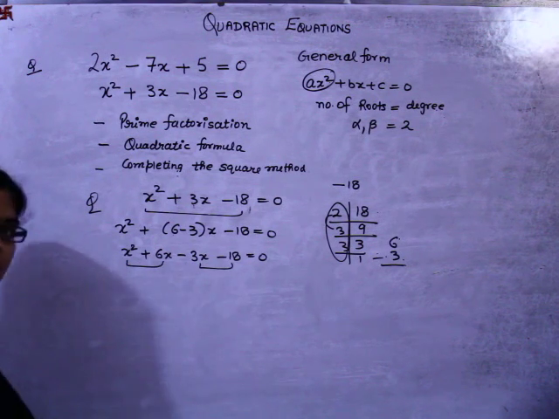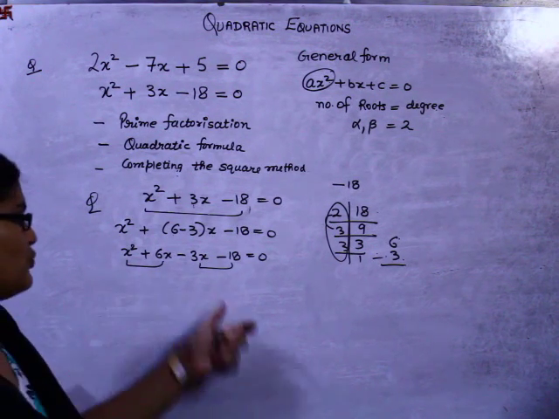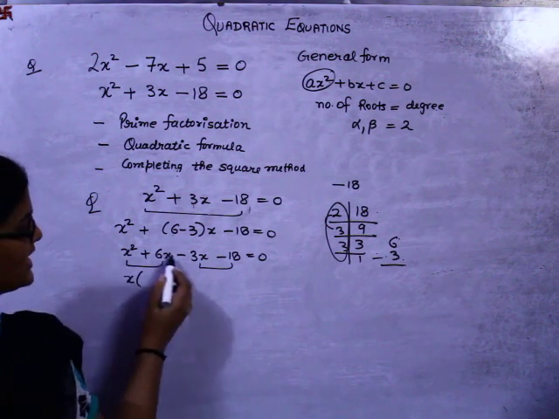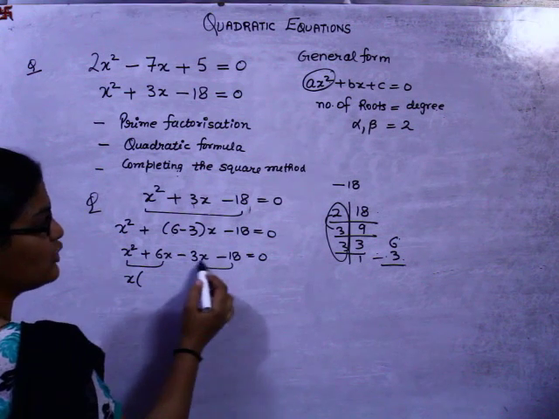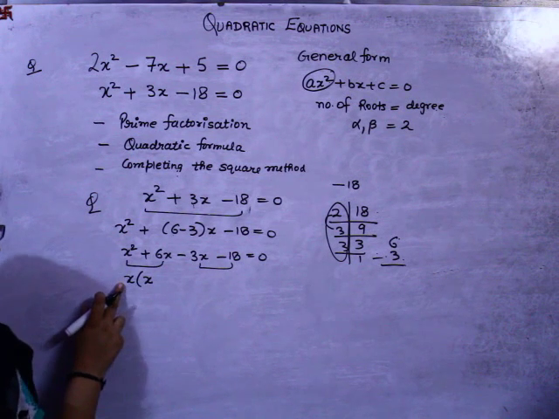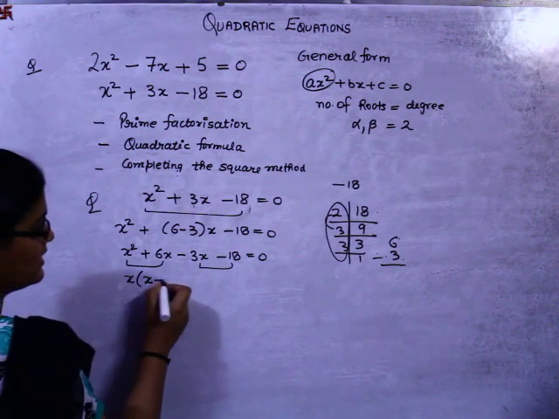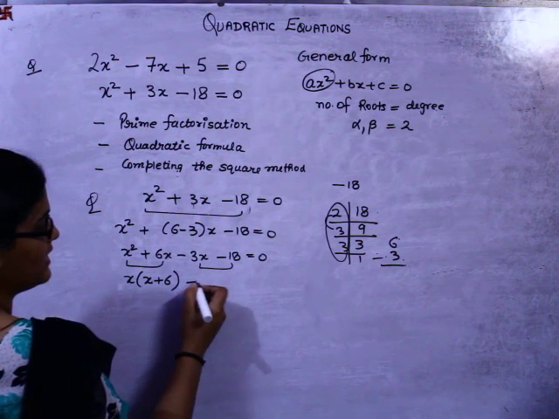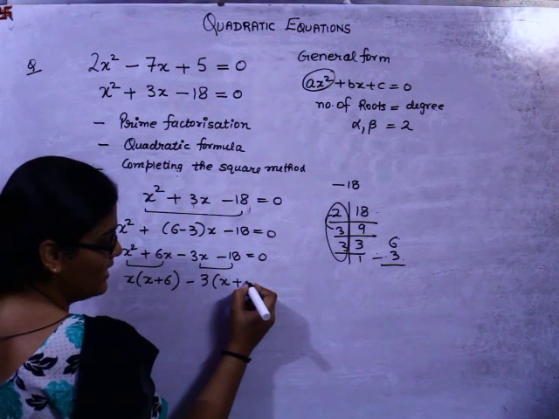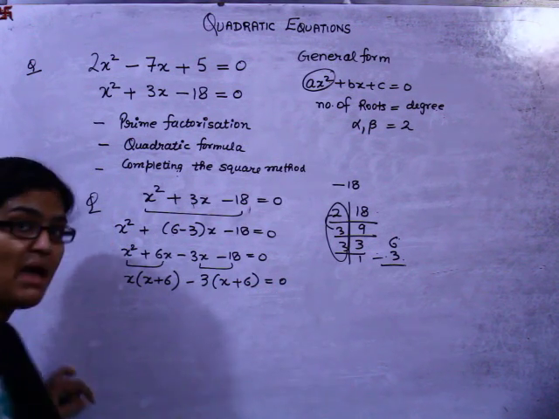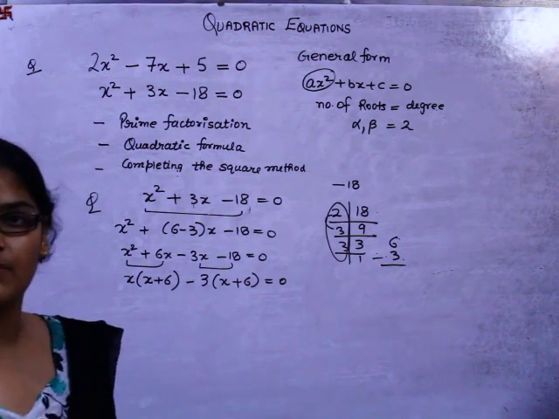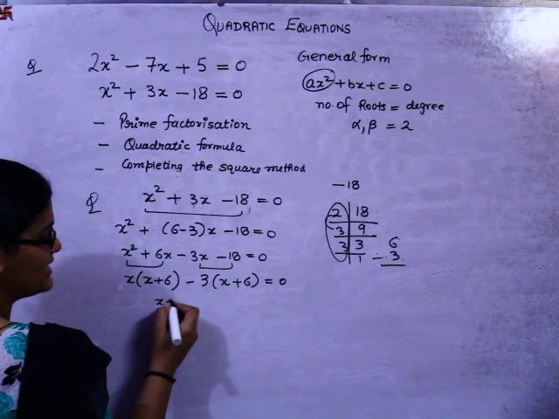Now pair these terms into 2 pairs and take out the common factor. What is common here? x. Whereas what is common here? Minus 3. So x is taken out, and we get x times x plus 6. Minus 3 is common out, so plus is remaining, and we get x plus 6. Remember this thing, you have to mind that these 2 terms have to be the same. Only then is your answer correct.